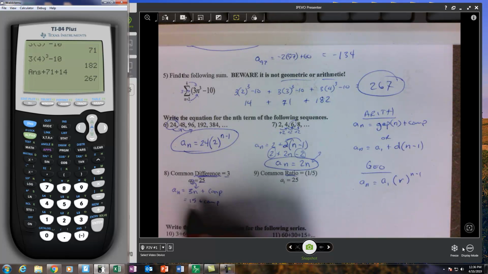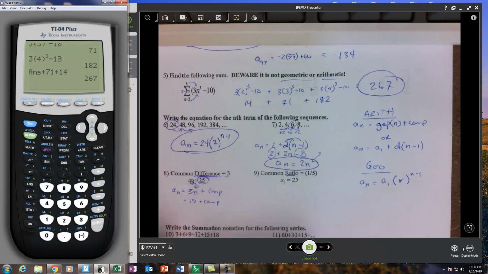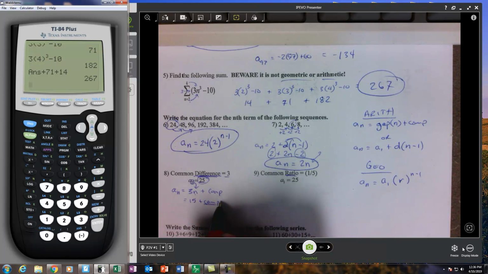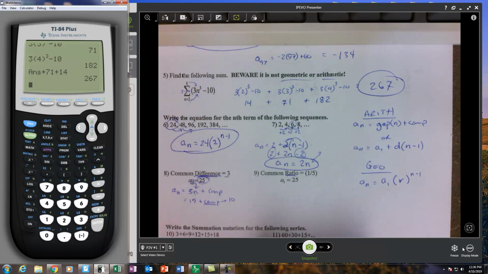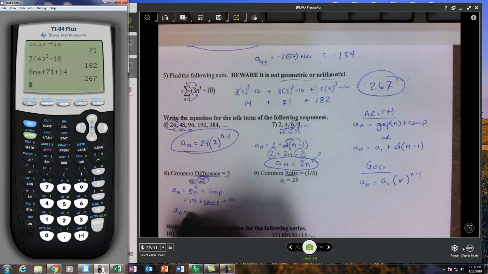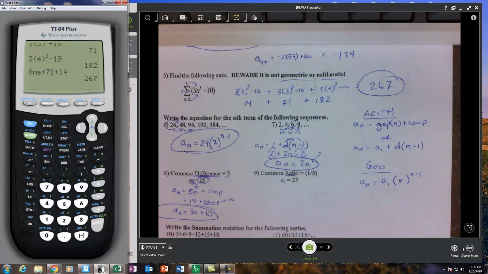Now, I put 5 in, I got 3 times 5 is 15. I'm supposed to be getting 25, because that's the number that the fifth term is. Well, the only way I get 25 from this is if the compensation is 10. So then my formula would be a sub n equals 3n plus 10. And that's it. Now, if you do the other form that we did up here, you'd get the exact same thing. You just have that simplification step to do where you distribute. Okay? Same answer either way, though.